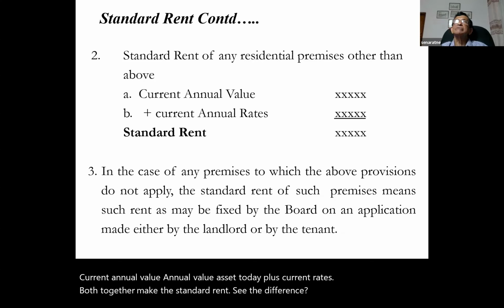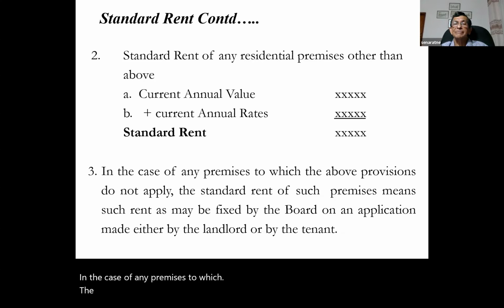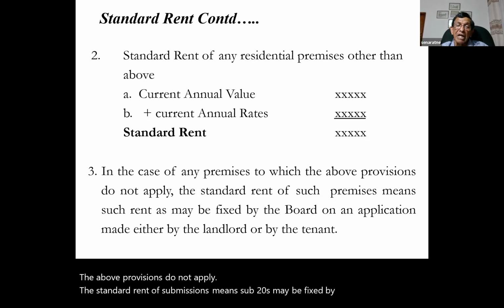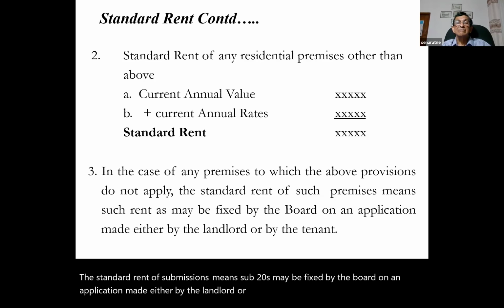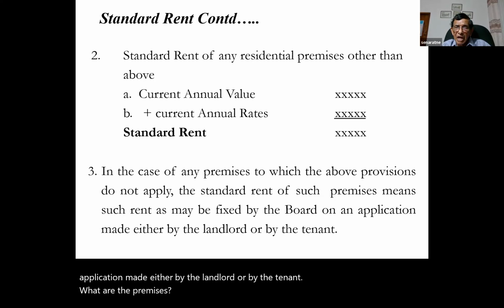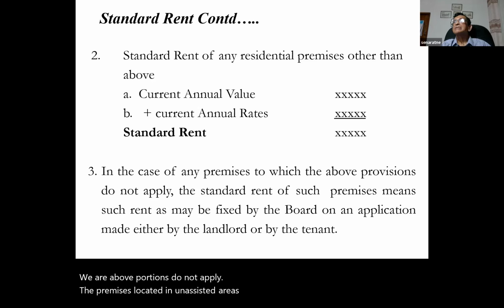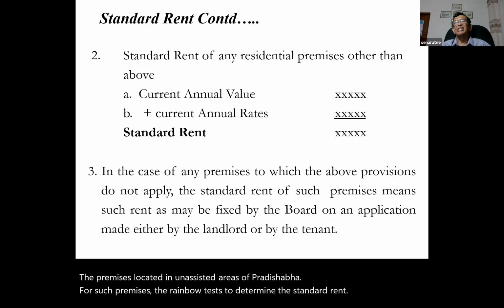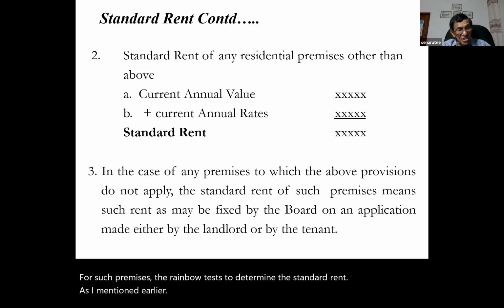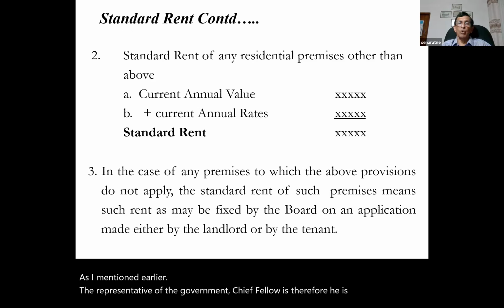In the case of any premises to which the above provisions do not apply, the standard rent of such premises means such rent as may be fixed by the board on an application made either by the landlord or by the tenant. What are the premises where the above provisions do not apply? Again, the premises located in unassessed areas of Pradesha Sabha. For such premises, the rent board has to determine the standard rent. As I mentioned earlier, the representative of the government chief valuer is there, for he is the person who is doing it for the rent board.